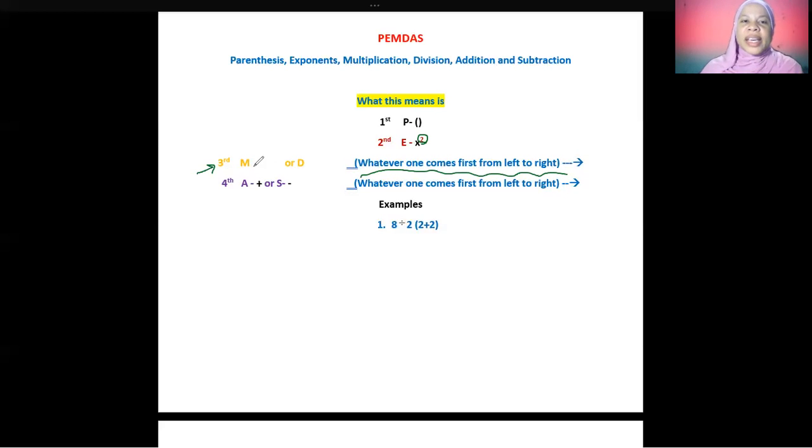Okay, for multiplication, you could see a little dot. That's a red dot. That means multiplication. You could see an X.